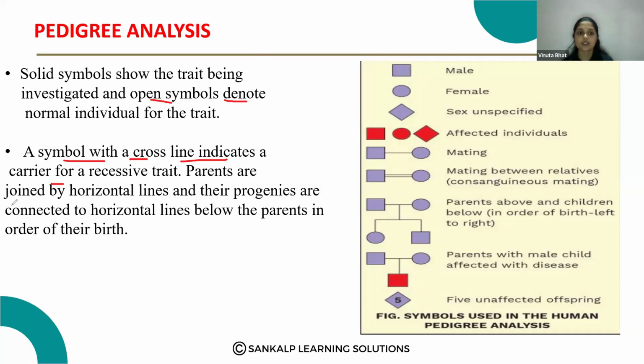The parents are joined by a horizontal line. Here the parents are joined like this, and below are the children born to the parents, in the order of their birth. So these are the symbols that we use to construct the pedigree chart.